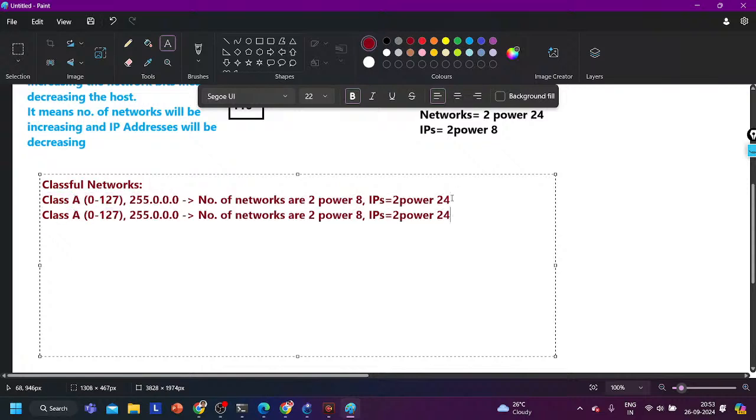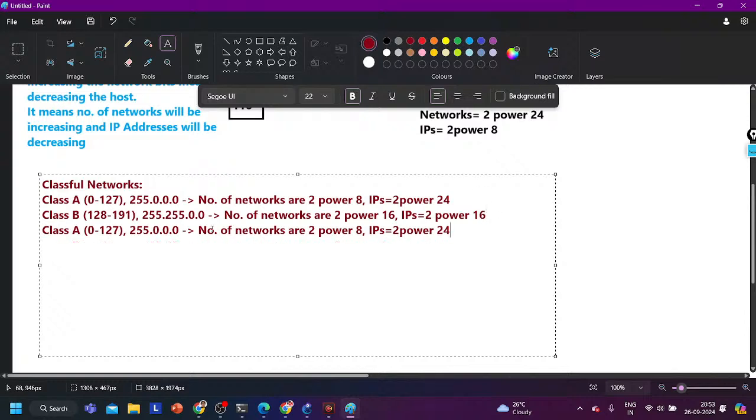this is classful. For class B, range is 128 to 191, and subnet mask is 255.255.0.0. Total number of networks are 2 to the power 16, and valid hosts is 2 power 16.